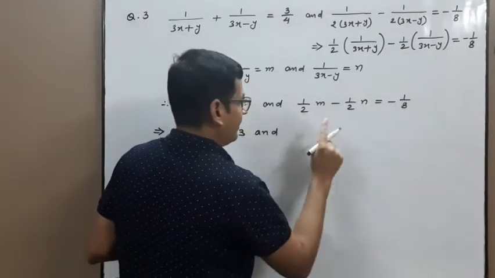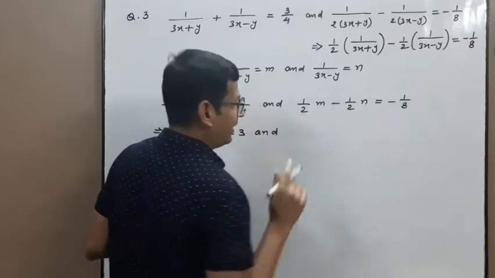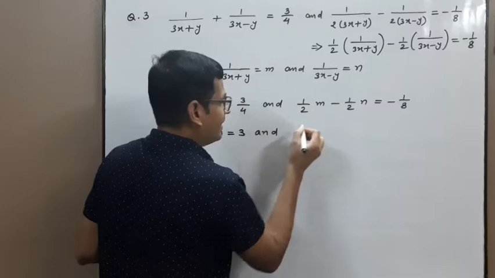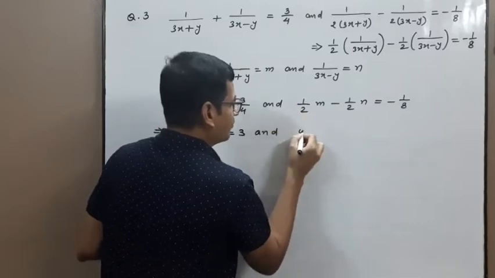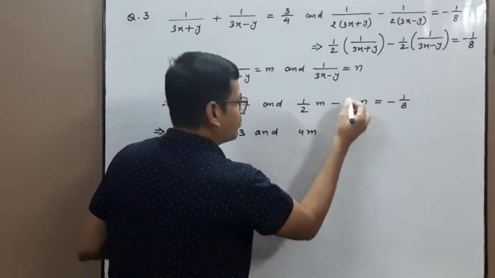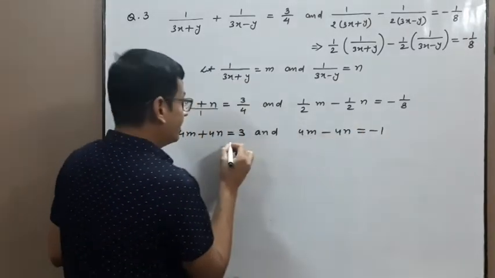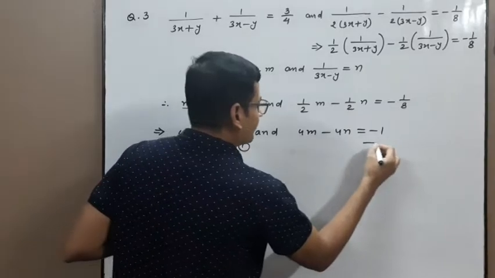And multiply throughout by the LCM of 2 and 8. LCM of 2 and 8 is 8. So multiply the first term by 8: 8 into 1 by 2, 4m. 8 into 1 by 2 minus 4n equal to minus 1. Call them equation number 1 and equation number 2.